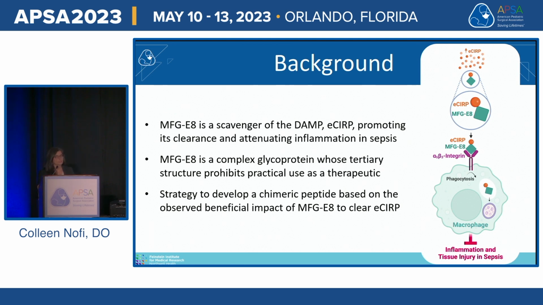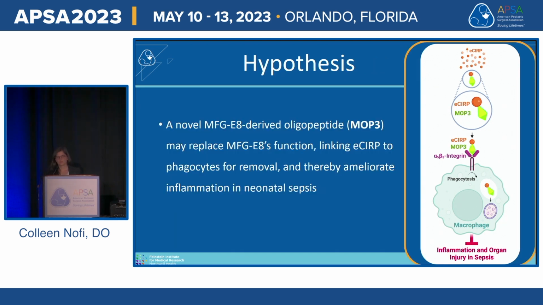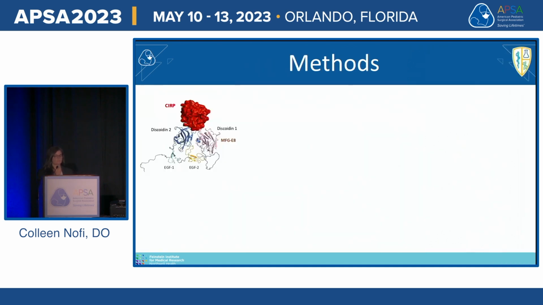Therefore, we embarked on a strategy to develop a new chimeric peptide based on the observed beneficial impact of MFG-E8 to clear ECRP. Specifically, we hypothesized that a novel MFG-E8 derived oligopeptide, herein named MOP3, may replace MFG-E8's function, linking ECRP to phagocytes for removal and thereby ameliorating inflammation in neonatal sepsis.